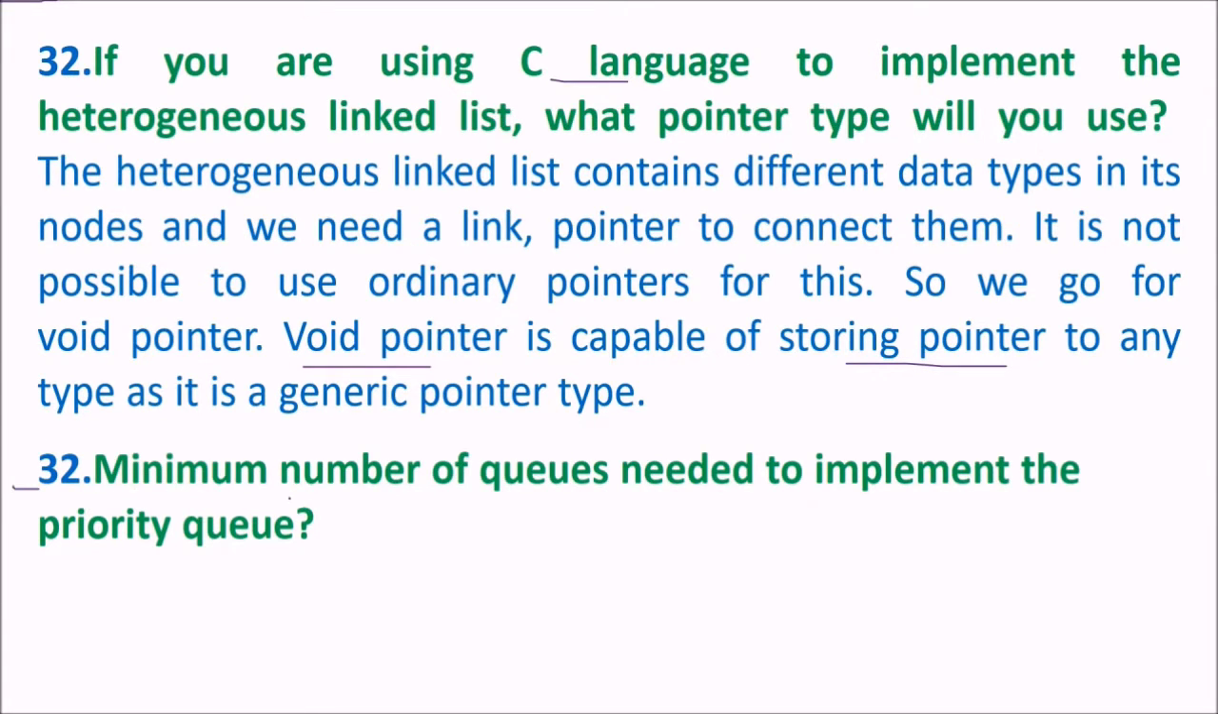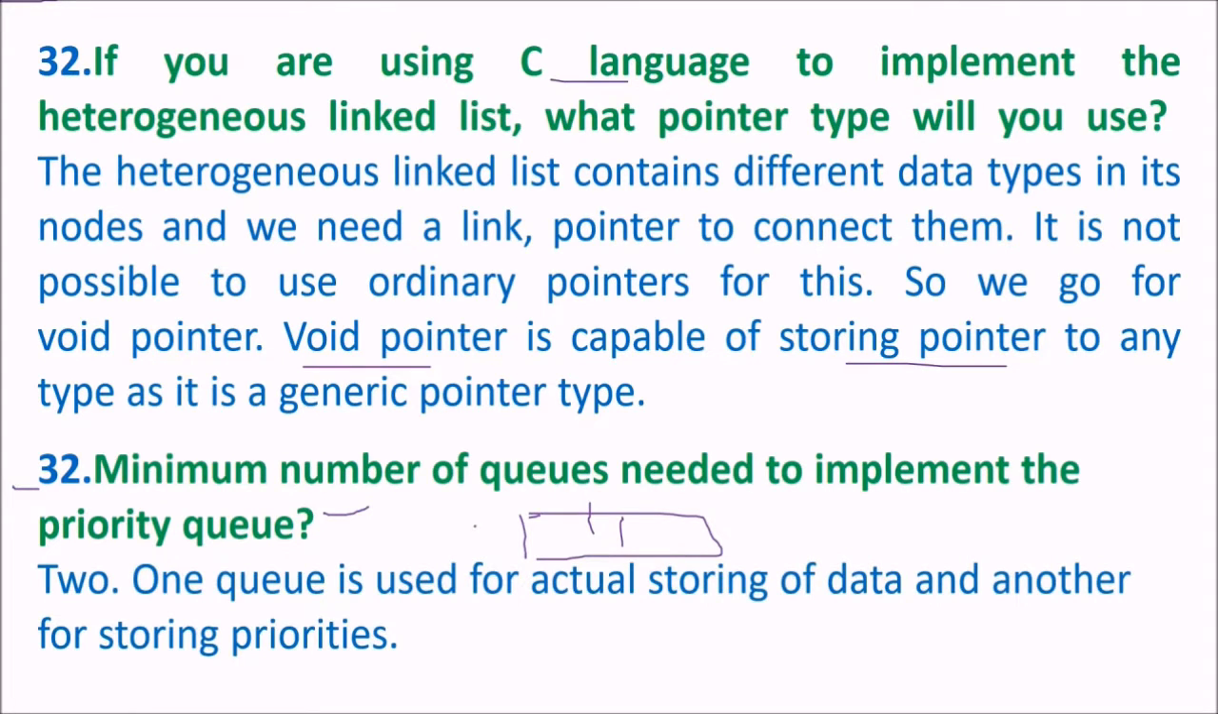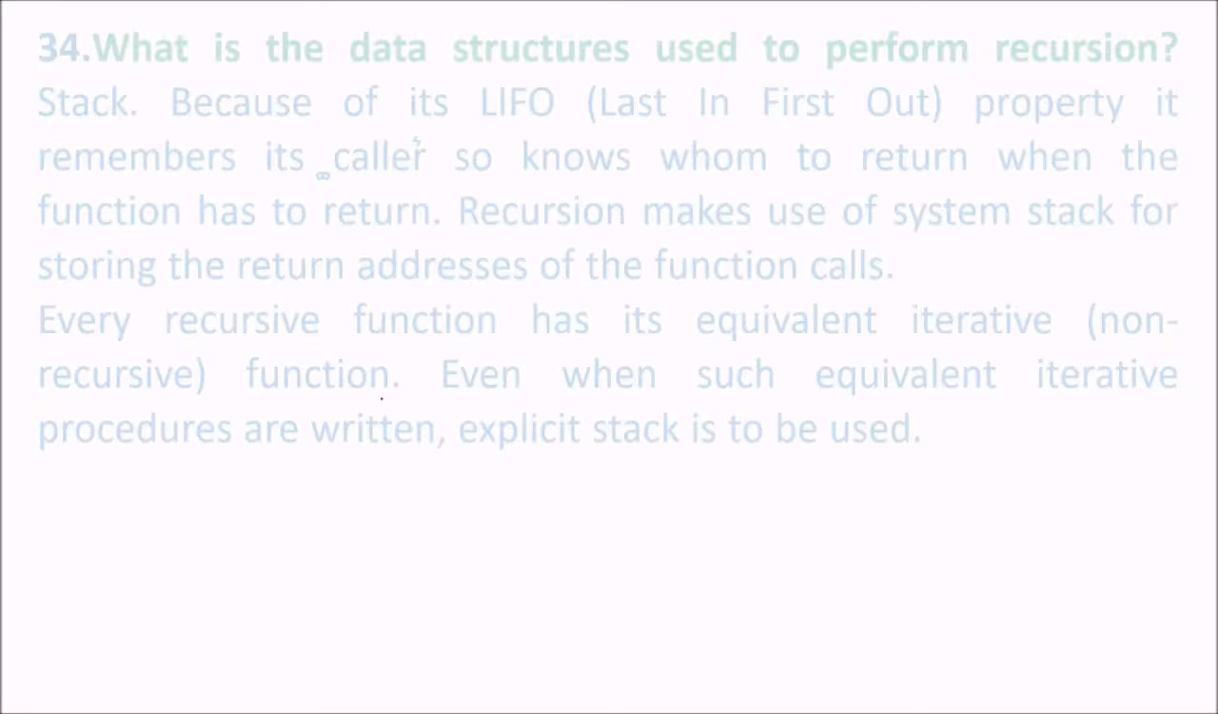Next: what is the minimum number of queues required to implement the priority queue? Two queues will be required, one for the elements and the other for storing the sequence actually. So one queue for actual storing and the other for storing the priorities.